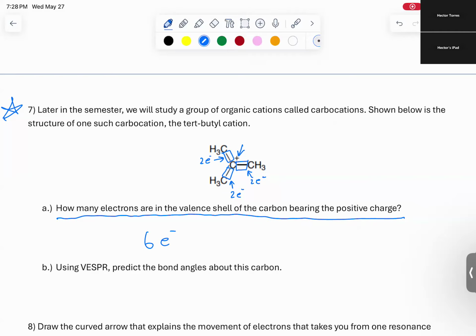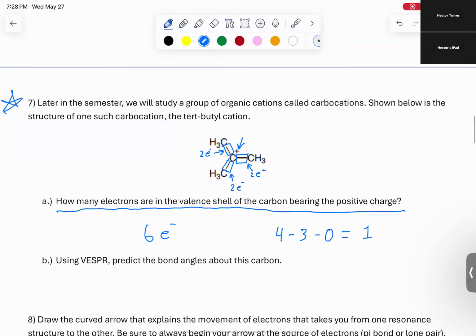And we could even do the formal charge to double check if you want to. So the formal charge is going to be 4 valence electrons minus 3 bonds minus 0 lone pairs. So we can see that we get a 1, so it should be positive charge. So that matches up. Next thing is using VSEPR, predict the bond angle about this carbon.